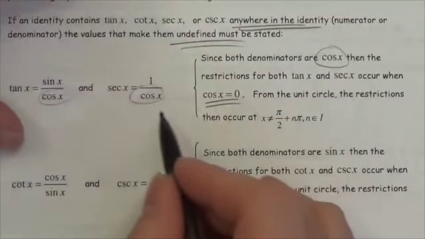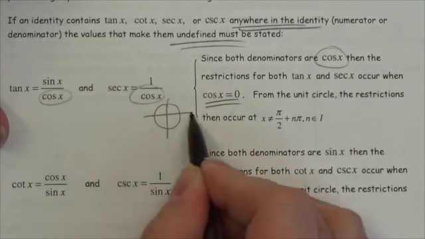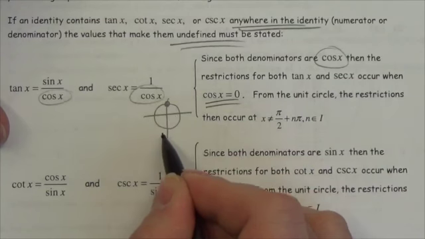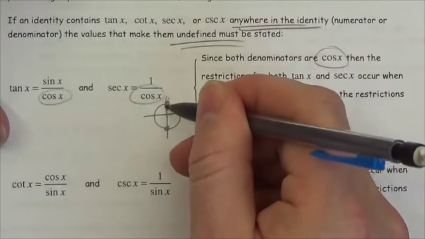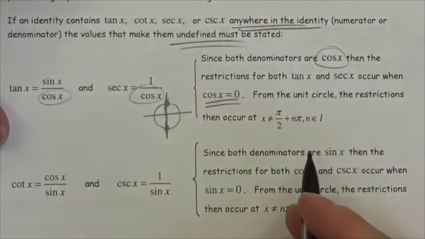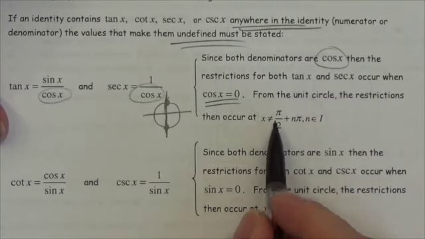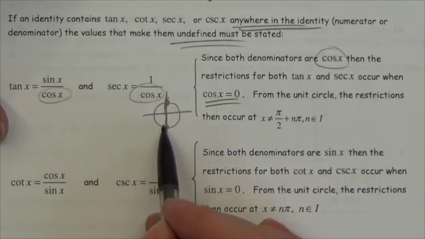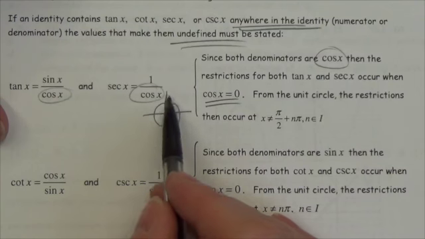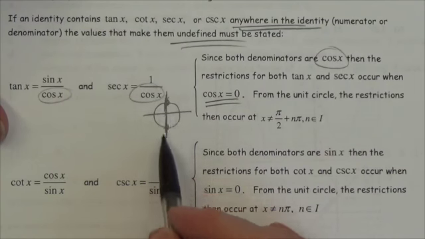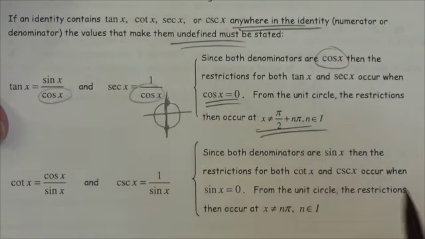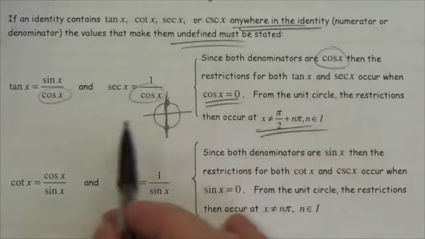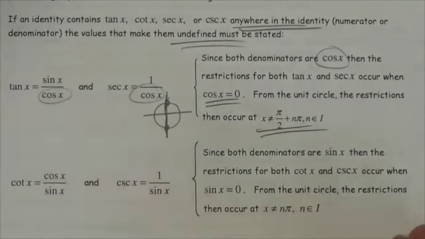And if you think about where cosine goes to 0, it's related to the x-coordinate. That's going to be anytime you get a terminal arm on the y-axis. So that's going to correspond to pi over 2, and then if you add pi to it, pi to it, pi to it, you're always going to bounce back and forth along the y-axis here. So here are my restrictions that automatically pop out if I see a tangent or a secant in the problem.